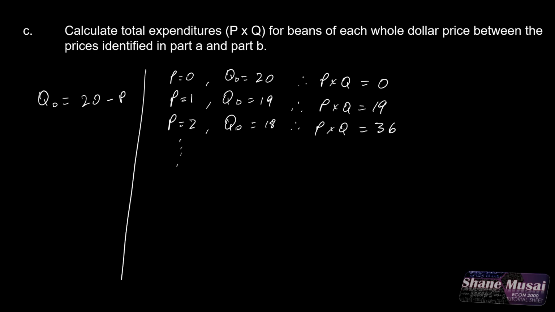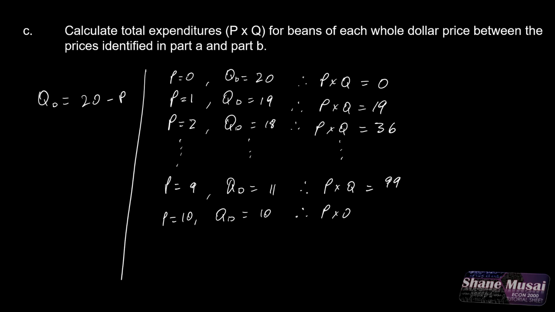And we could skip a few. I mean, you should not, but I could. So when your price is $9, then your quantity demanded would be 11. Therefore, your price times quantity, which is your total expenditure, should be 99. When your price is equal to 10, your quantity demanded is equal to 10. Therefore, your total expenditure will be 100. When your price is equal to 11, your quantity demanded is equal to 9. Therefore, your total expenditure will be 99.